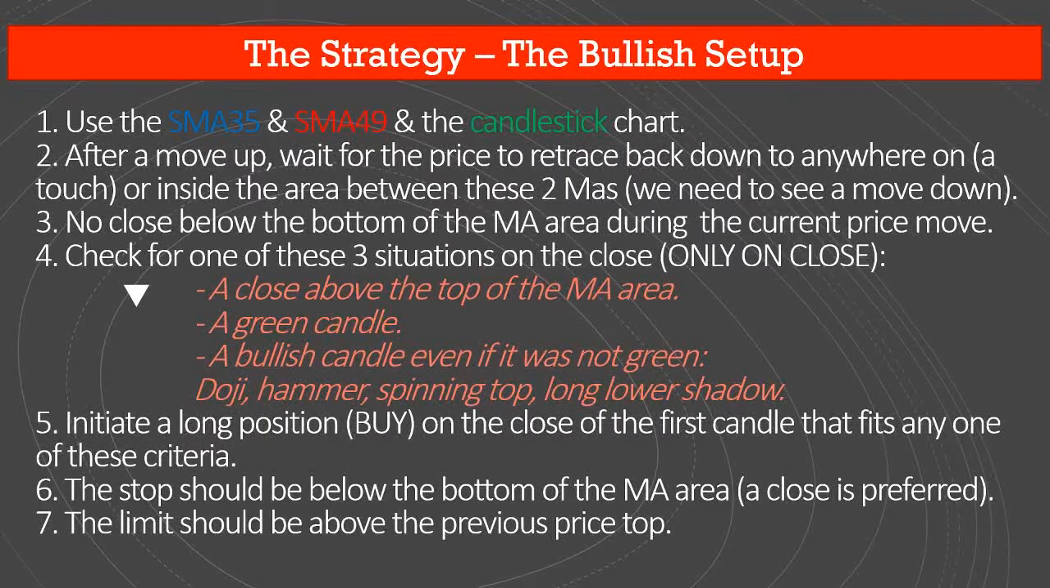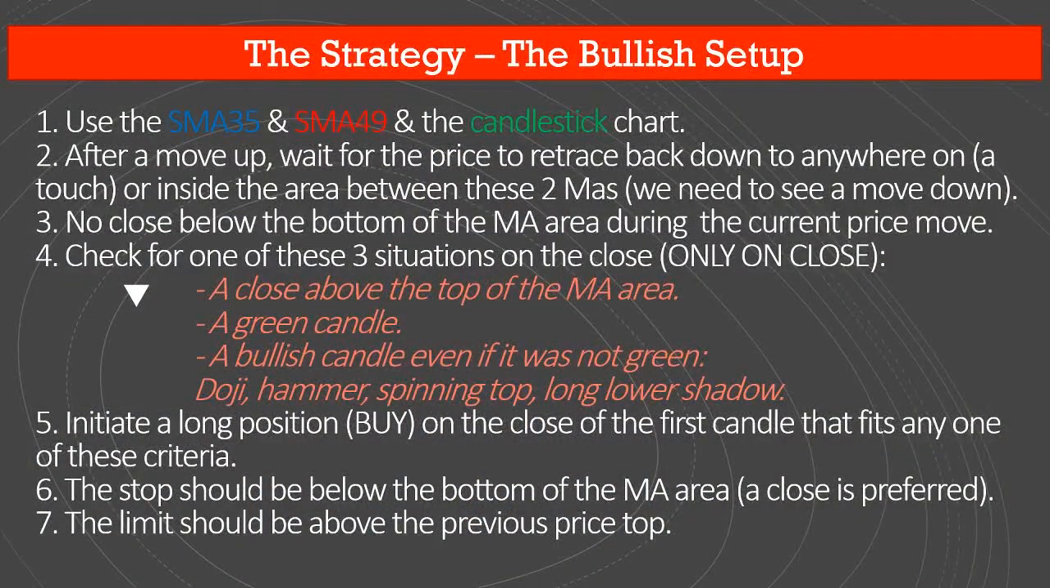So, to recap, we need to see either a close above the top of the MA area, moving average area, a green candle, or a bullish candle even if it was not green. One of these three situations. We do not need to see all three of them. We need to see just one of them. If we see any one of these situations after testing the moving average area, what do we do? We do what point number 5 is telling us: initiate a long position, that is a buy, on the close of the first candle that fits any one of these criteria. Any one. Okay, guys? I need just one.